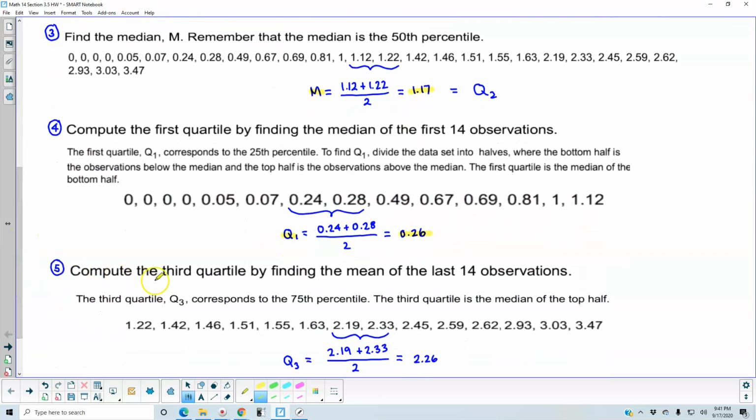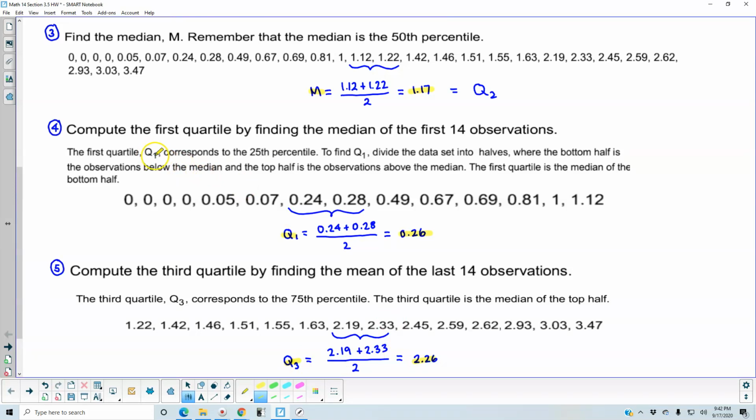Part 5, we want to compute the third quartile by finding the median of the last 14 observations. So the last 14 observations starts with 1.22 going all the way to 3.47. And again, there's 14 observations. It's an even number. So we need to find the middle two numbers, add them, and divide by 2. So 2.19 plus 2.33 divided by 2 gives us 2.26. So quartile 3 gives us 2.26.